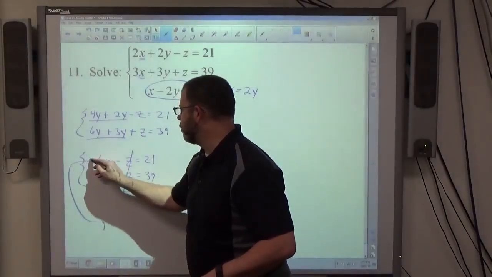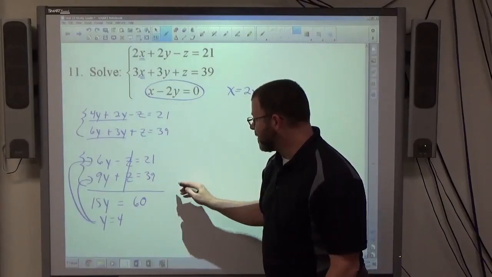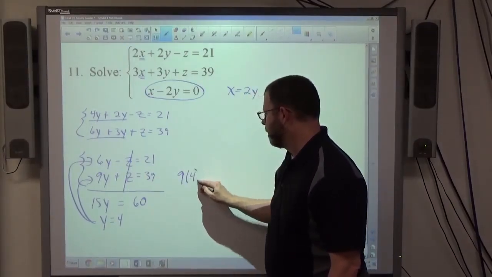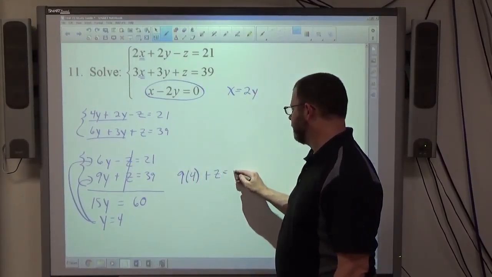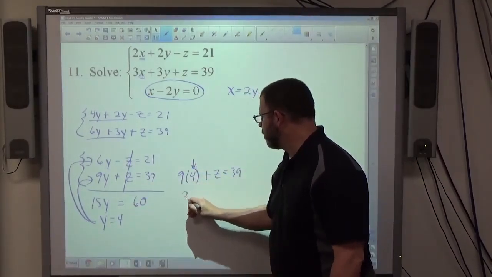I know y equals 4. I go back to one of the two equations. Take your pick. I'm going to go to the bottom. So it says 9y plus z equals 39. Again, y equals 4, so I put 4 instead of y there. 9 times 4 is 36.